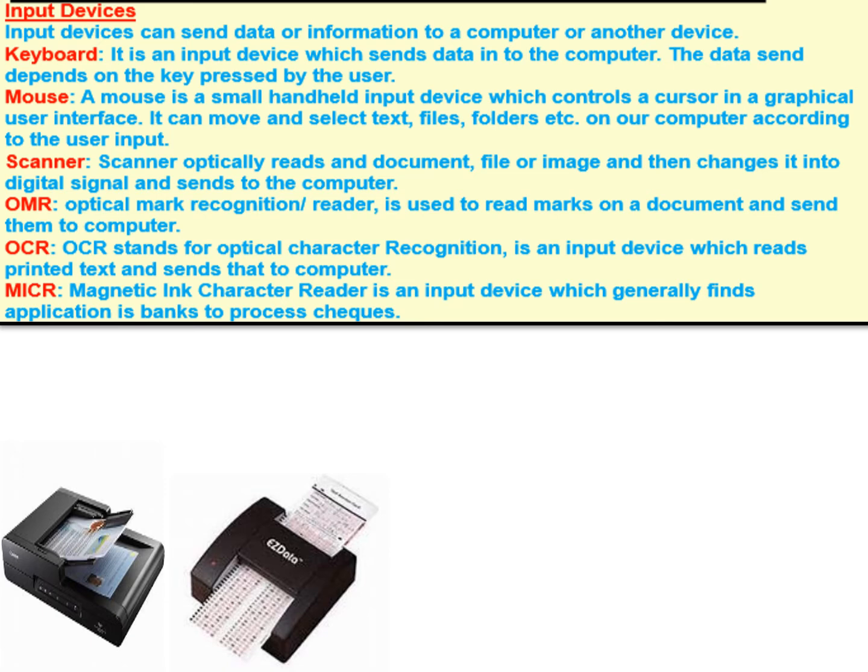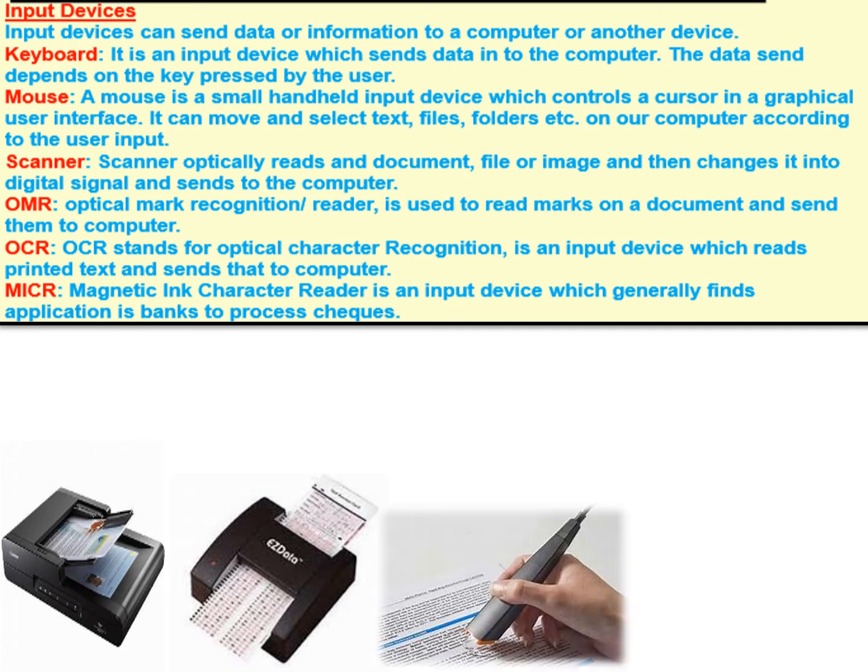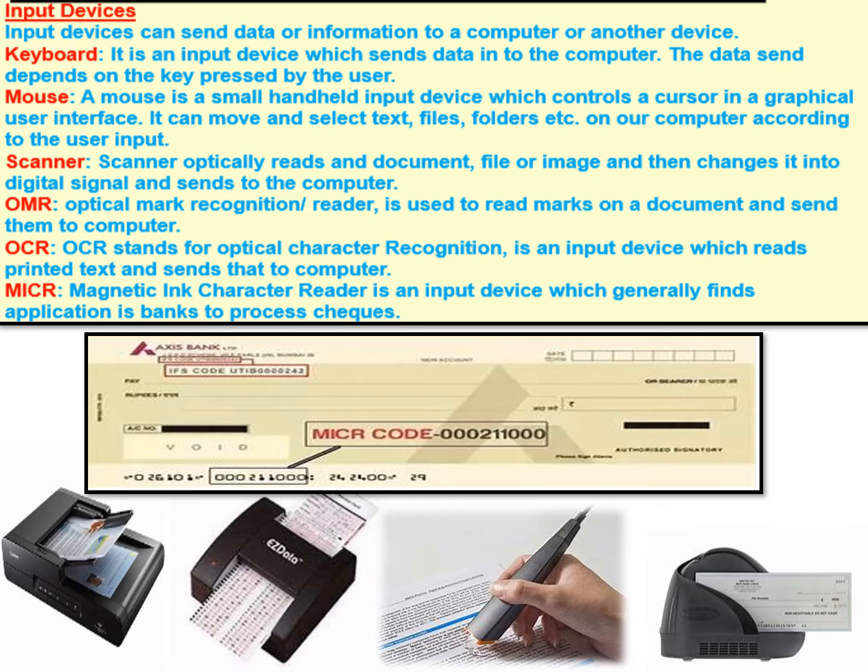Now let's see. This device is your scanner. Next is your optical mark reader. This is your mark sheet. Here there are some circles. You have to circle this. This device is known as OMR. Next, this is your OCR, optical character reader. With the help of this reader, we are reading each and every line.